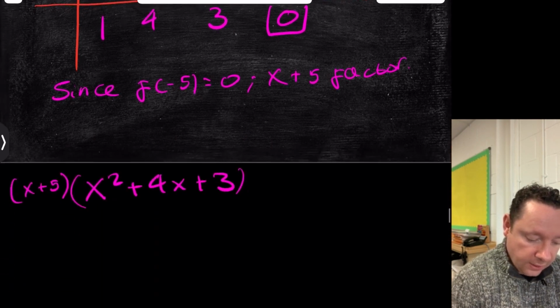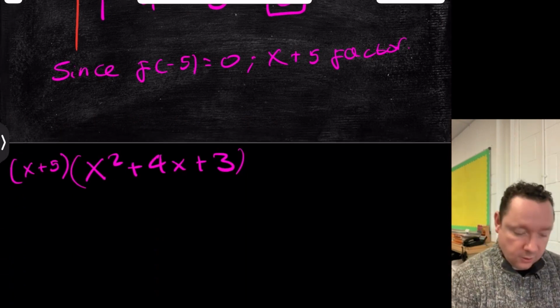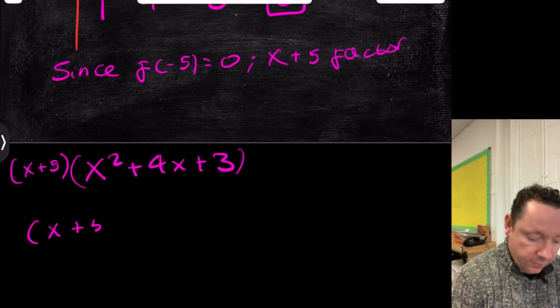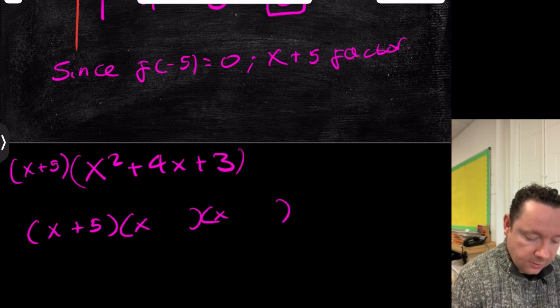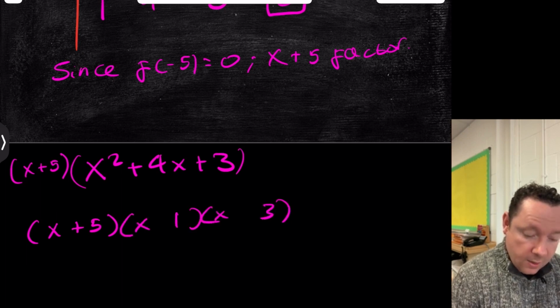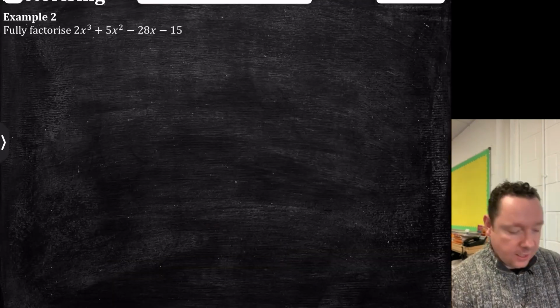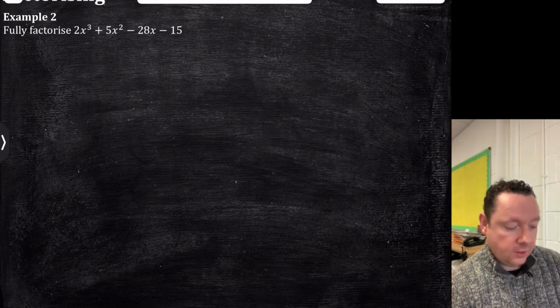So we can now factorise it because we've now got a quadratic. So we get x plus 5, double brackets, hopefully, x and x, 3 and 1, plus 3, plus 1, and we're done there. Factorising example 2, factorise fully this cubic.